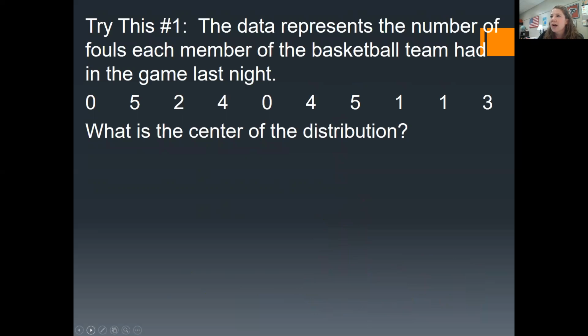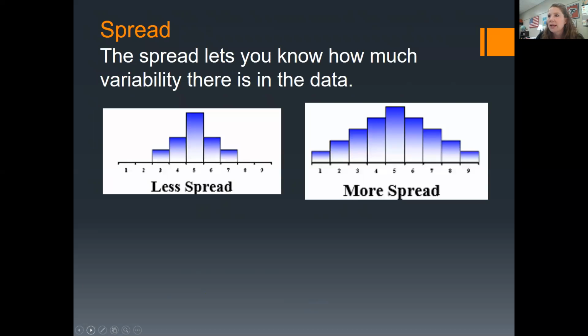All right, you guys try number 1. Pause the video, try number 1, and then come back and check your answer. All right, so I did this one earlier, and when I drew it, I found out that this is exactly symmetrical. Hopefully that's what you saw in your picture, and that means that you would use the mean to talk about the center of the data. All right, if you have any questions about that, let me know.